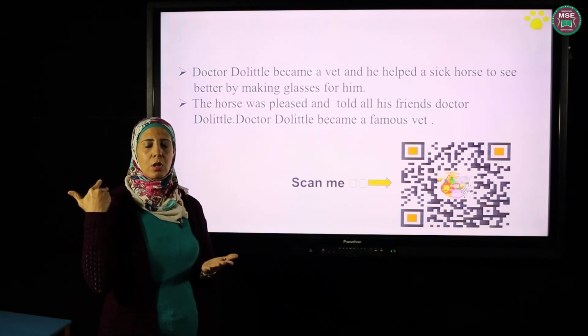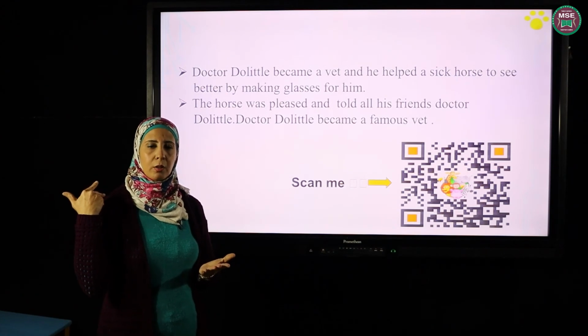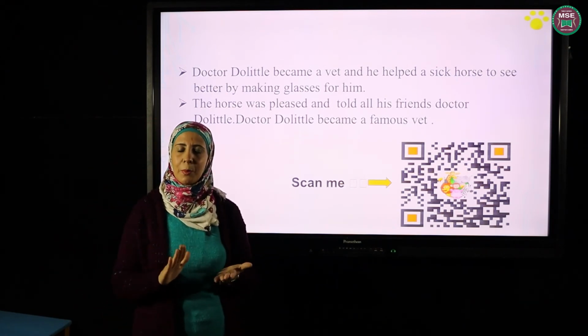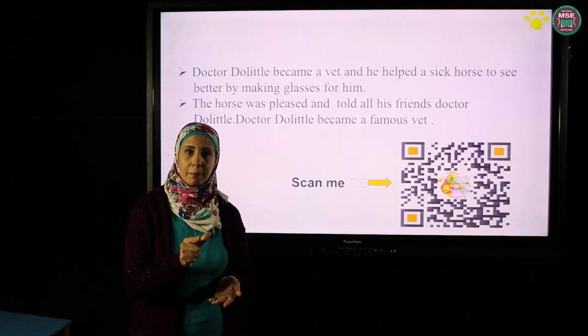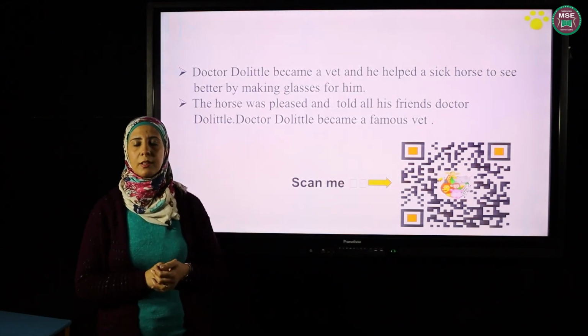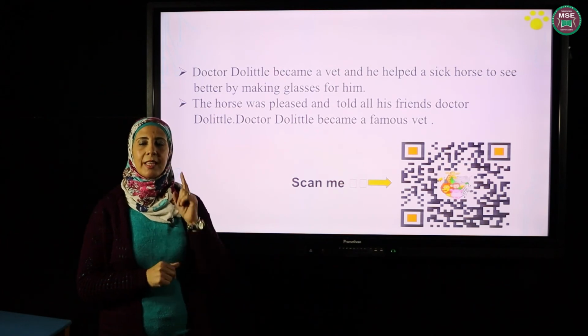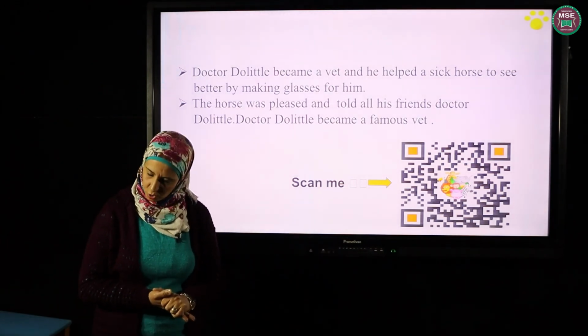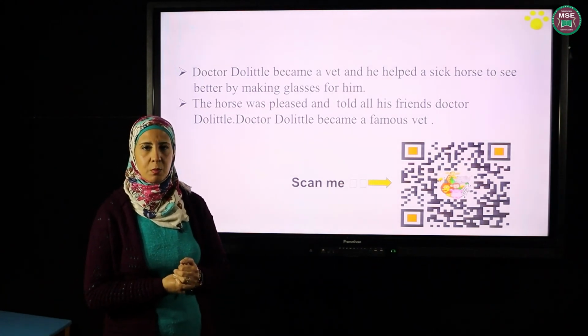In the opposite, at the beginning of the story, Dr. Dolittle was a poor doctor because he didn't have any patients. Do you remember why? Yes, because people didn't like his animals, but he had only one patient. Do you remember who that is? Yes, he was the cat's meat man.